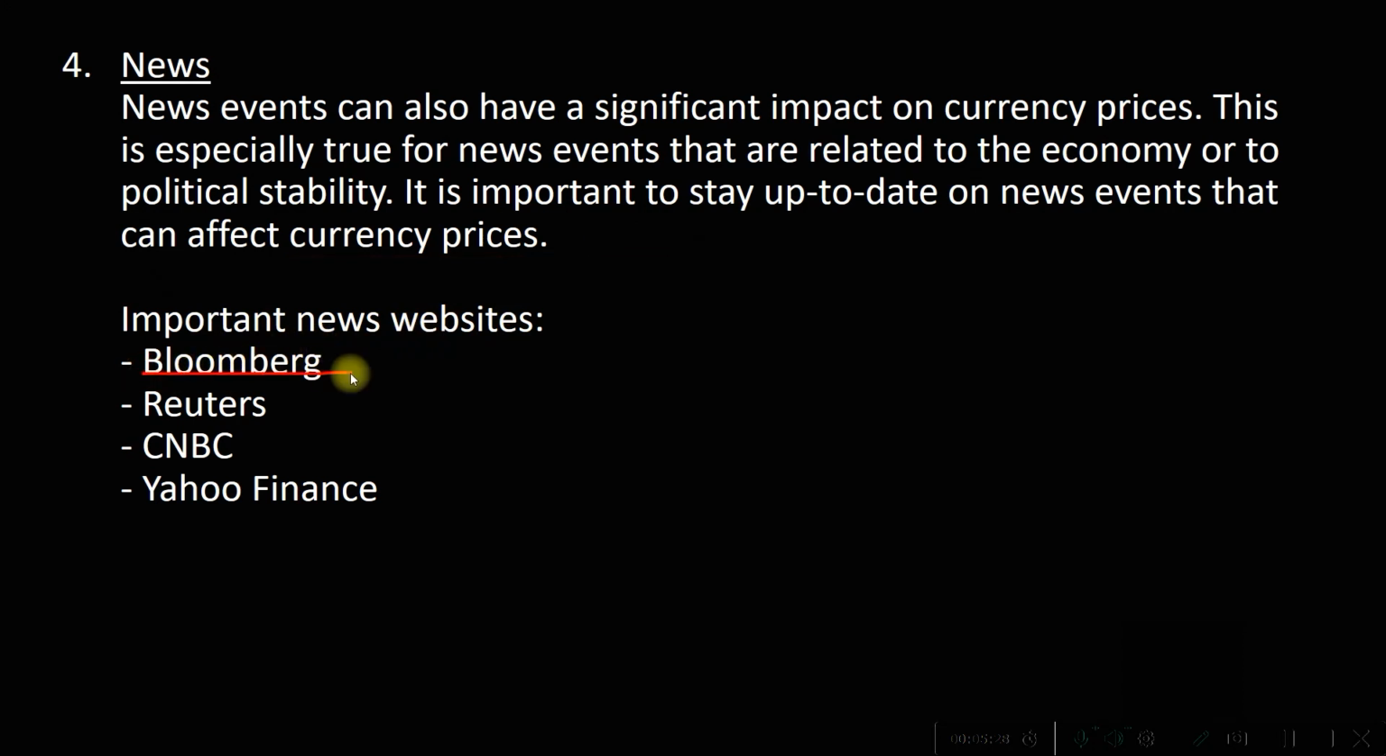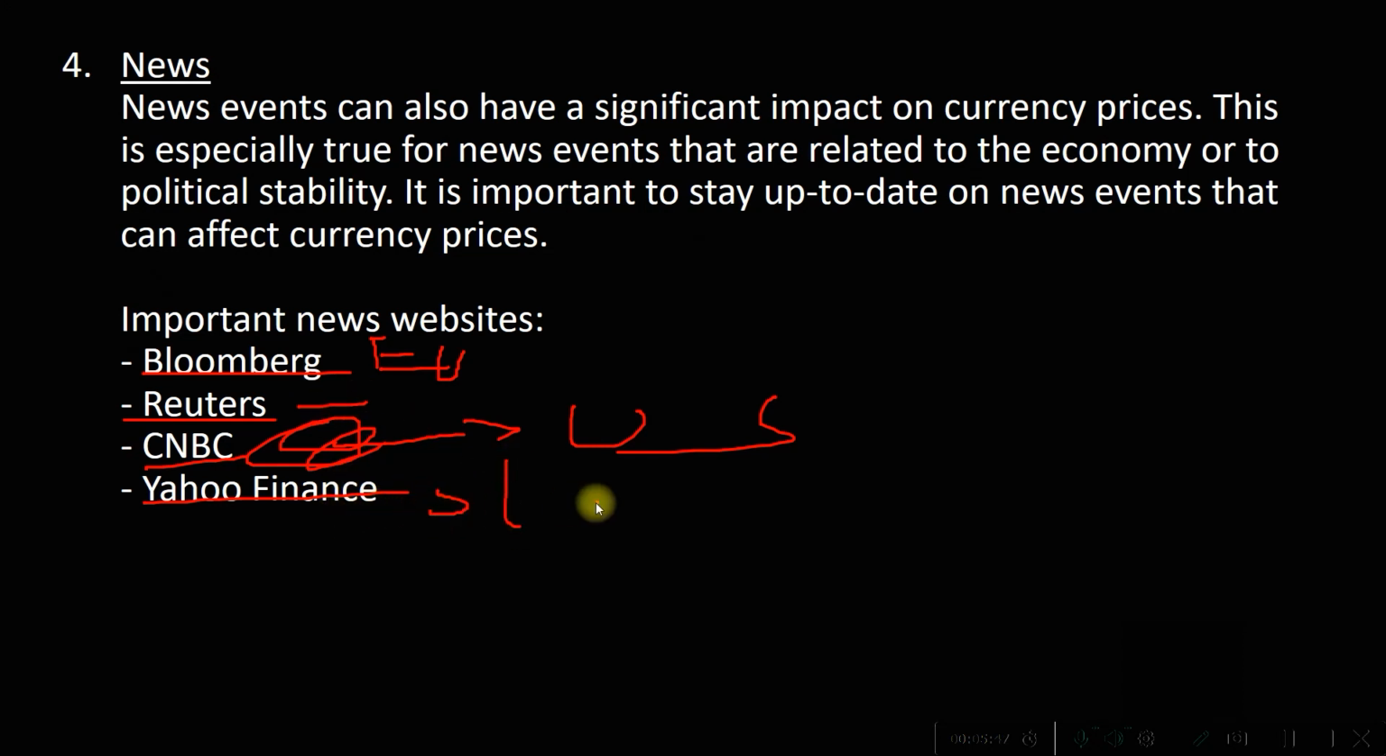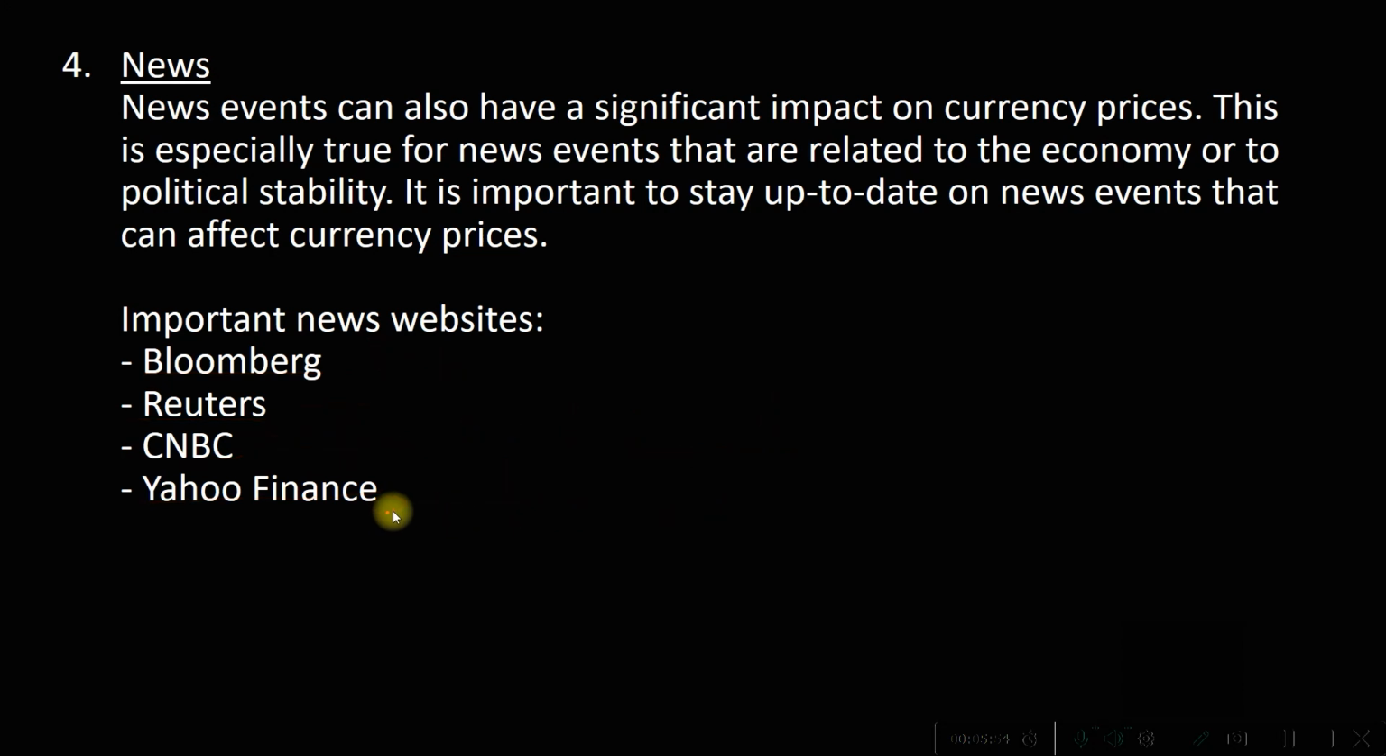Important news websites: Bloomberg, Reuters, CNBC, Yahoo Finance. As you know, I use CNBC preferably for the US news. Bloomberg is good for Europe, news in Europe. Reuters is good for worldwide news in general. Yahoo Finance is good for stocks, US stocks, analyzing US stocks and news about the stock market in the US. CNBC, good for economic news in the US.